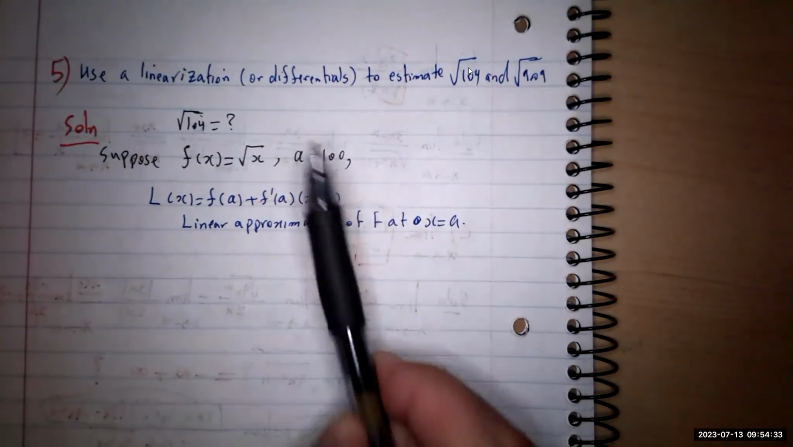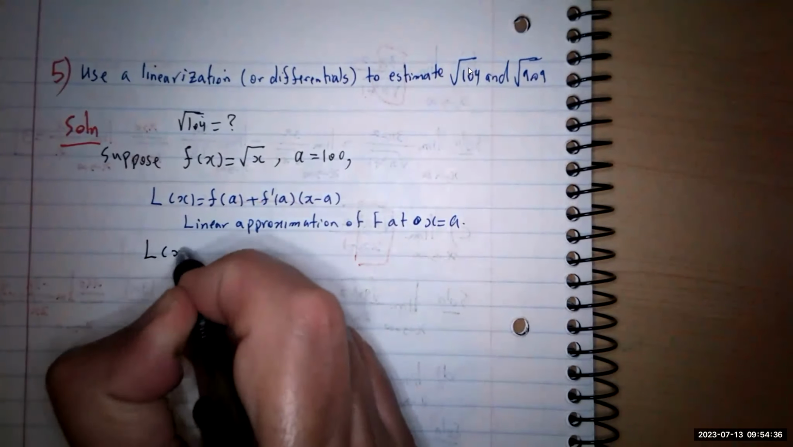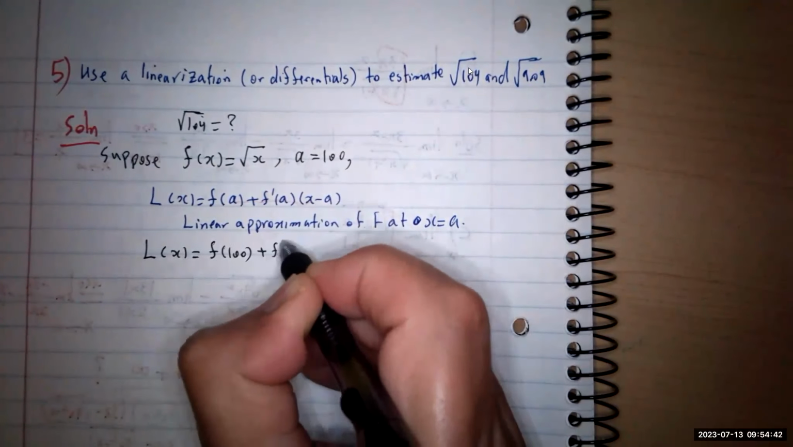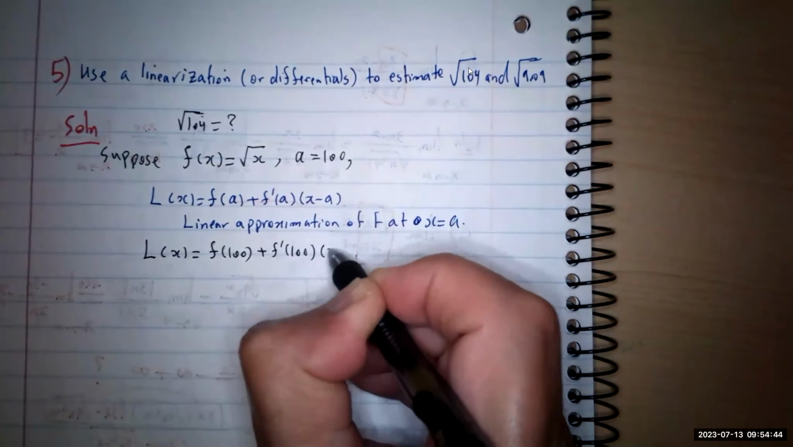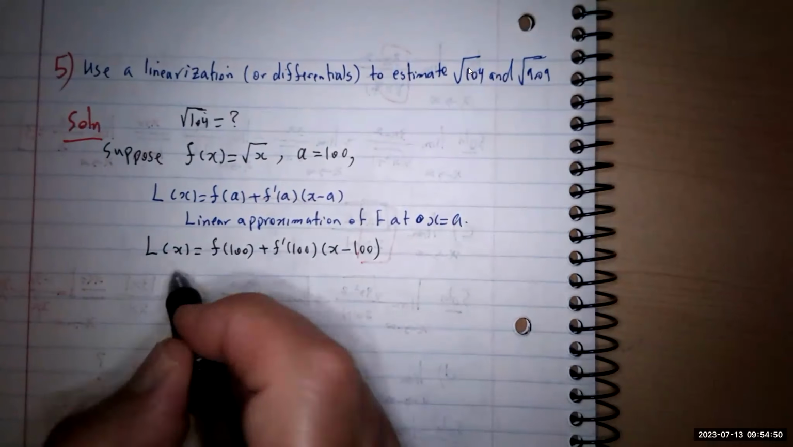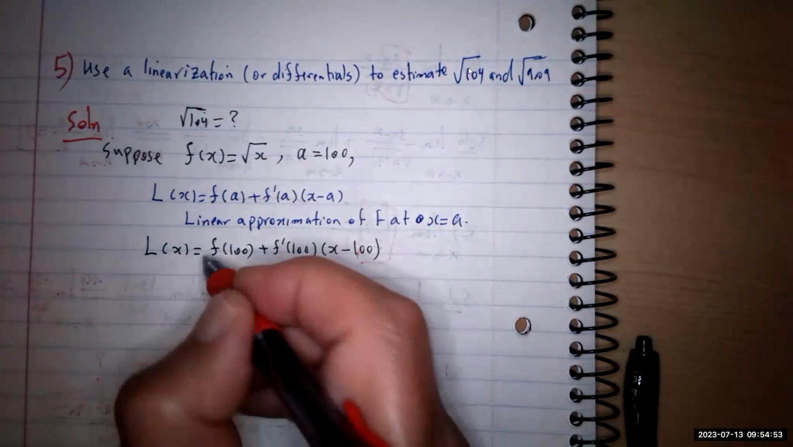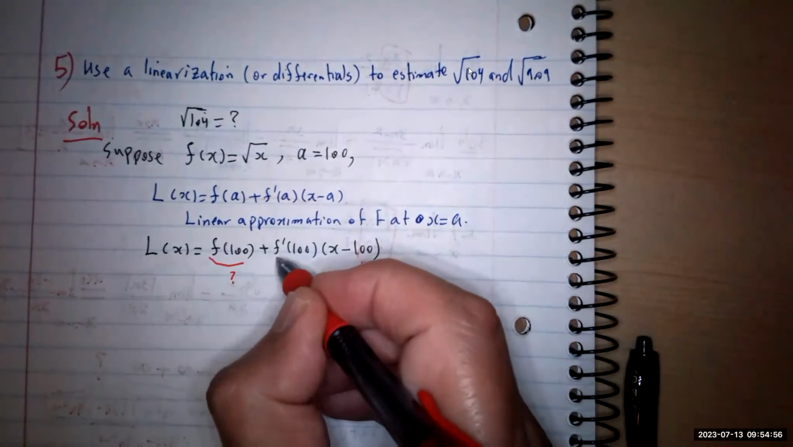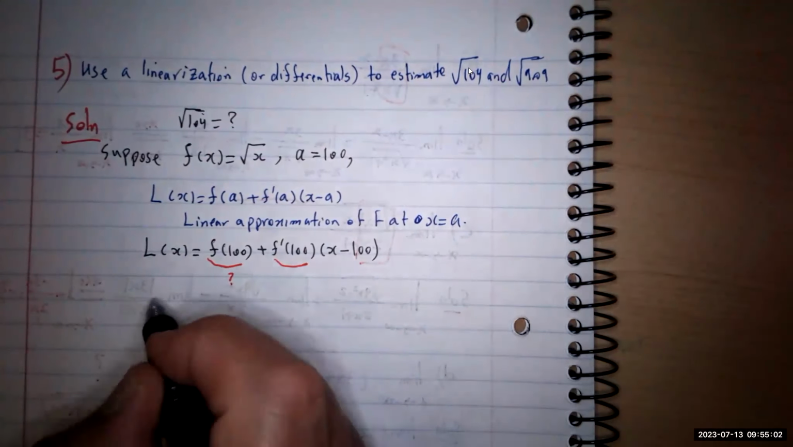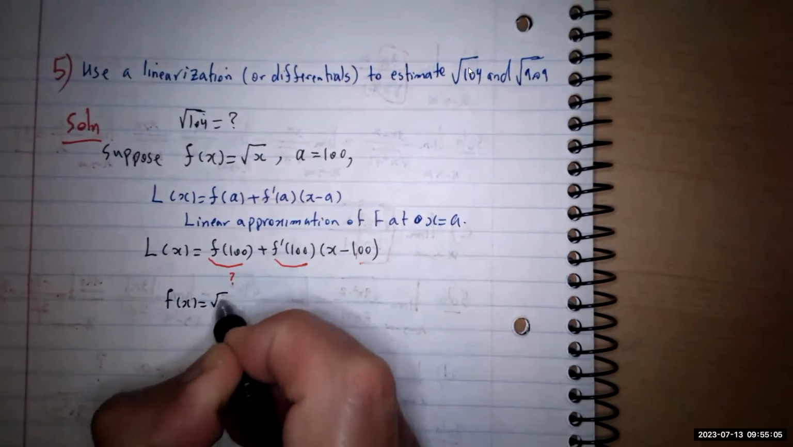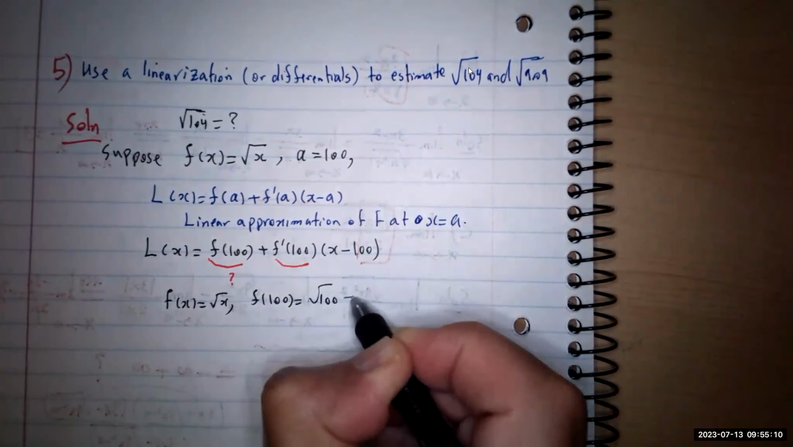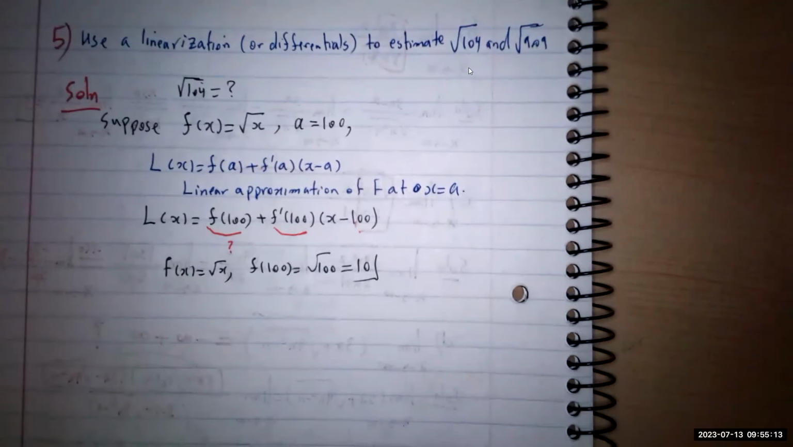Now you want it at 100. So your formula would be L of x equal to f of 100 plus f prime of 100 times x minus 100. That's your formula. So you need to find what is going to be f of 100, and you need to know what is going to be f prime of 100. Okay, so there you are. Your function is f of x equal to the radical x. So f of 100 is the square root of 100, which is 10.